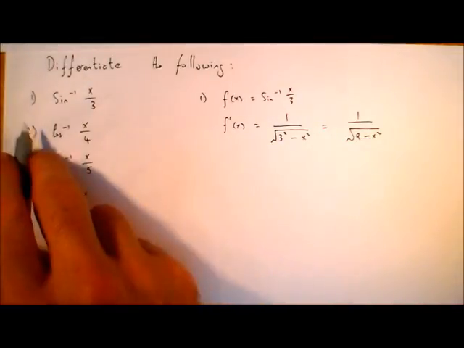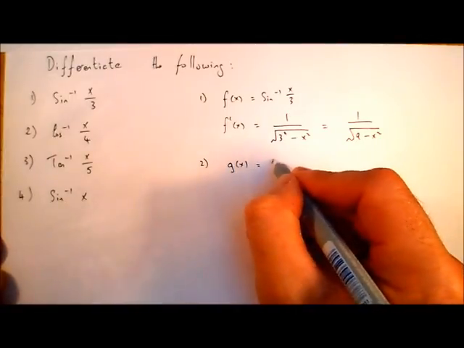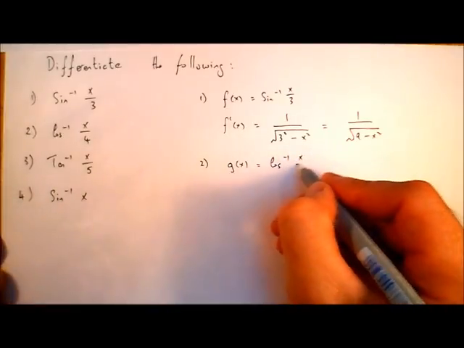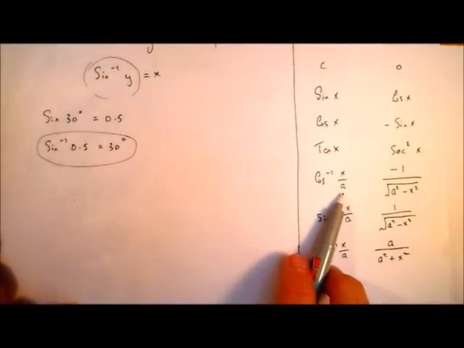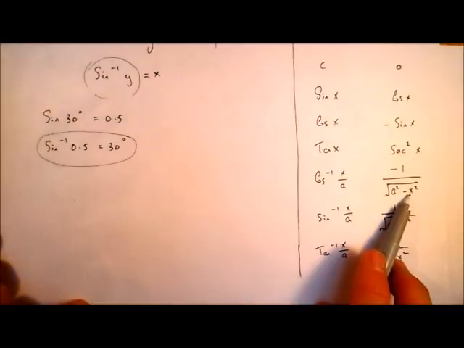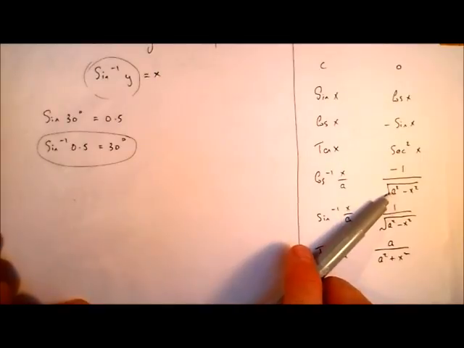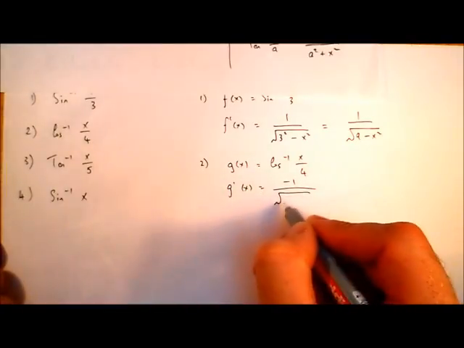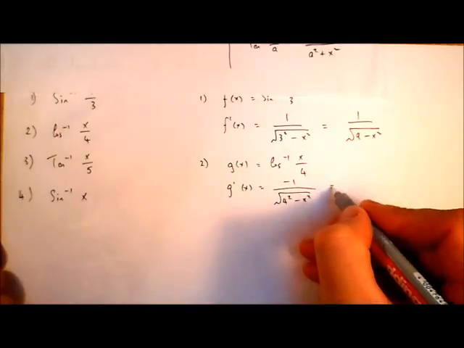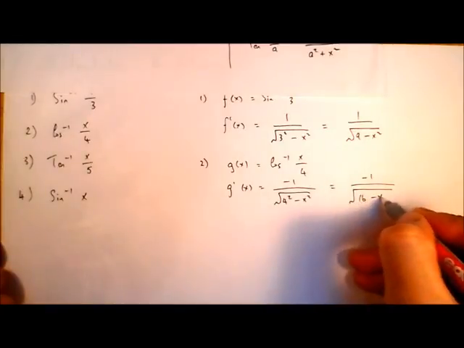Very straightforward. The second one, we have to differentiate cos inverse. Say g of x is equal to cos inverse x over 4. For the rule for cos inverse, we go back here. When I differentiate cos inverse x over a, I get -1 all over the square root of a squared minus x squared. So when I differentiate cos inverse x over 4, I get -1 over the square root of 4 squared minus x squared. So g dash x will equal -1 all over the square root of 4 squared minus x squared. And 4 squared is 16, so I get -1 all over the square root of 16 minus x squared.